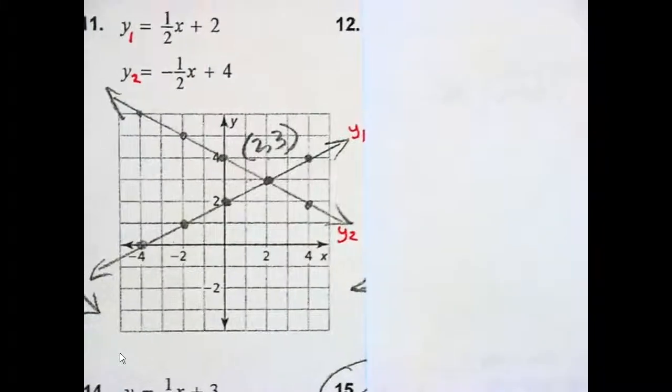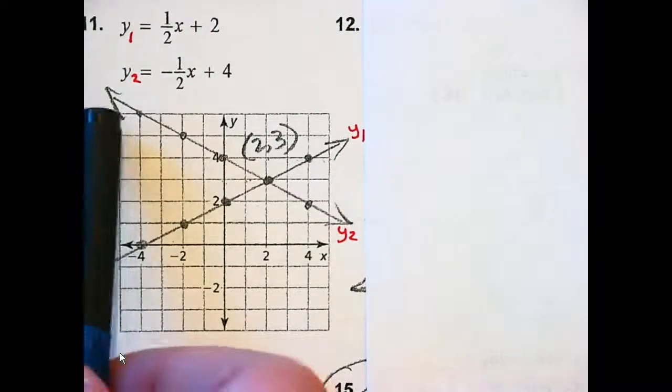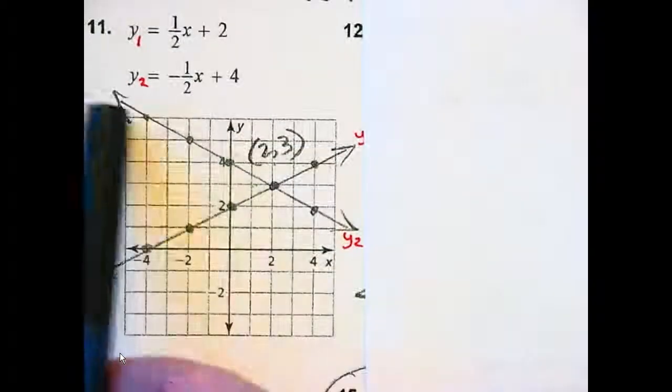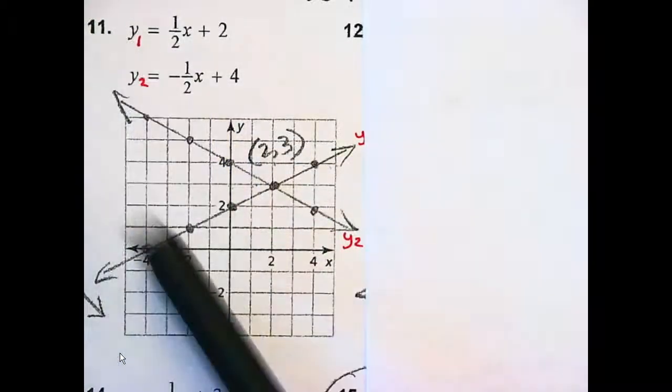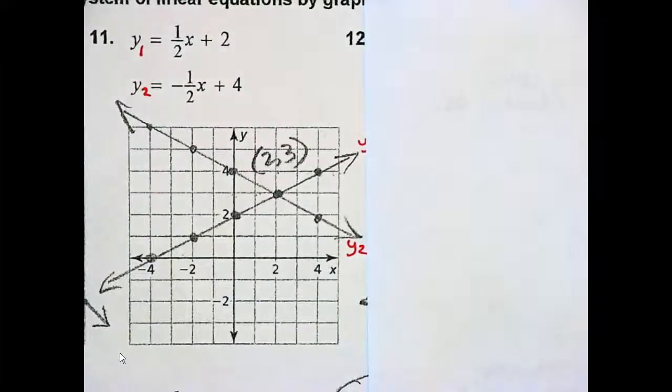Okay, make sure your lines are sloping the correct way, right? So this line, y sub 2, is going downward from left to right because it's negative slope. Y sub 1 is going upward left to right, positive slope. Okay, try number 12.